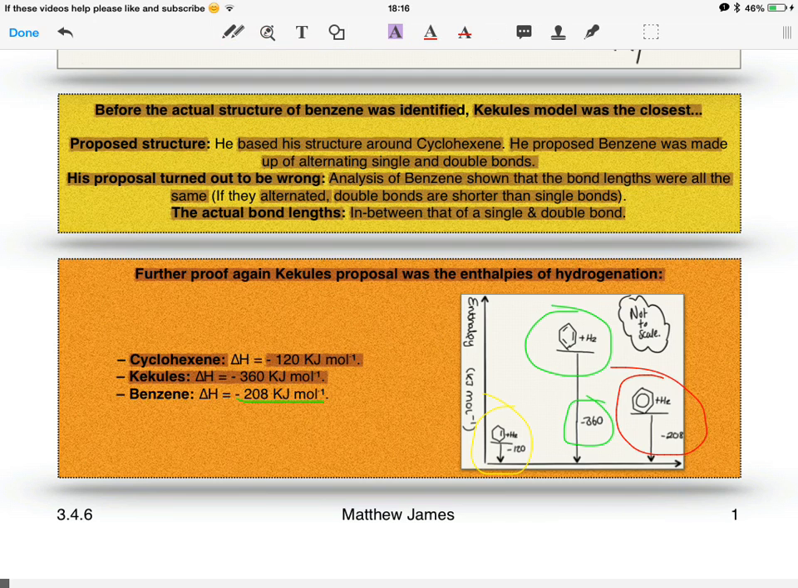So that's all you really need to know about understanding benzene. It might not make sense now, but once you take a few exam questions using this information, it'll all fall into place.